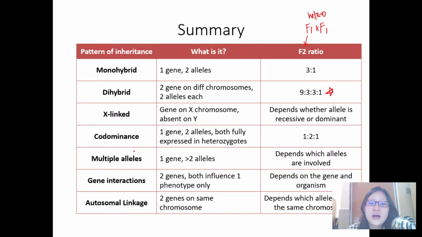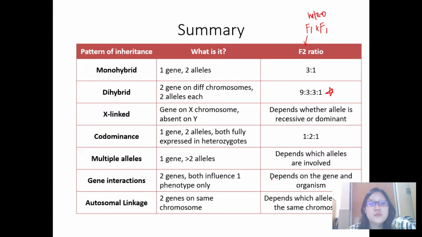Number 4, we learn codominance. Codominance is when there's one gene, two alleles, but those two alleles are fully expressed in heterozygotes. So there is another phenotype other than just the dominant phenotype or the recessive phenotype. So the F2 ratio here is 1:1. Again, the F2 ratio is when F1 is crossed with F1 and produces F2.